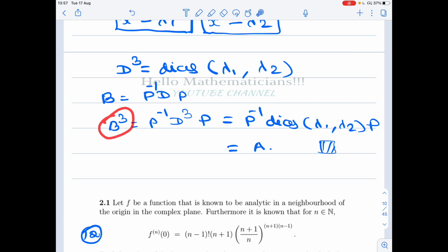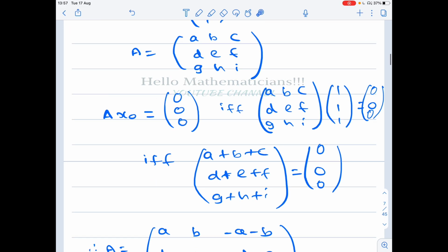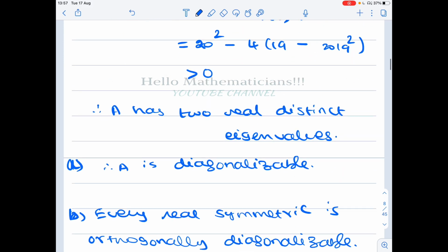Therefore, there is a matrix B such that B cube equal to A. Okay, so we have solved this problem. All the options are true. Let's move on to the next problem.